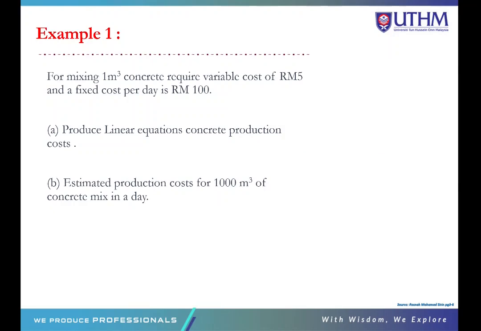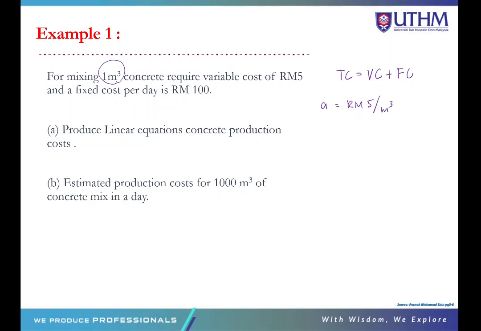Okay, let's see what we have here. For mixing 1 meter cube of concrete, it requires a variable cost of RM5 and a fixed cost per day of RM100. So our basic formula is total cost equals variable cost plus fixed cost. The first information is the variable cost per unit, A, which is RM5 for 1 meter cube of concrete.